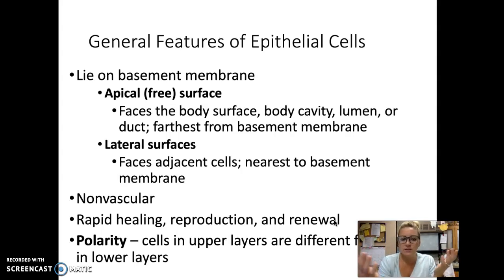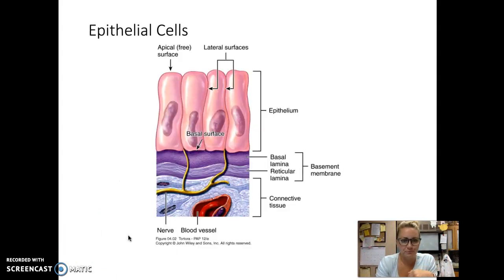Generally, every 2 weeks is when you have new skin. That's about how long it is that they divide and make new ones. And then polarity. As we move up those layers, the cells look different than they do in the lower layers. So looking here, we have that apical surface. This is the top part. Stuff would pass over up here. The lateral surfaces are the ones between the adjacent cells.